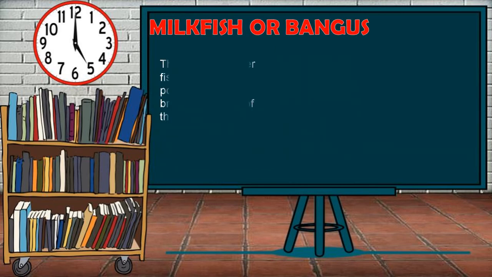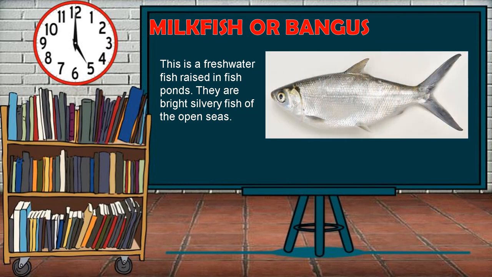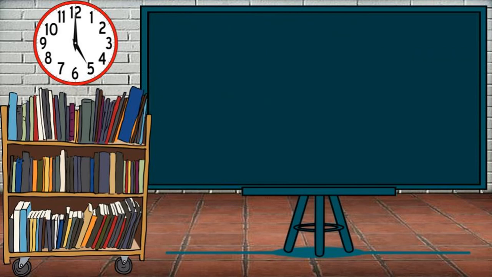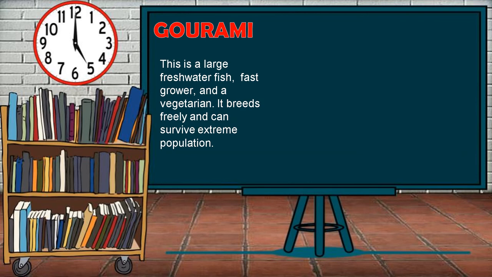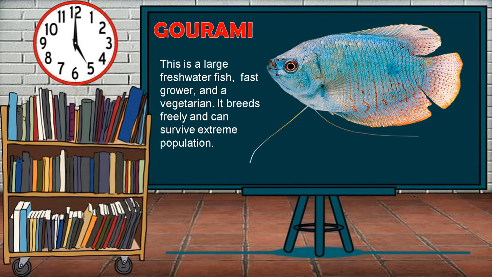Milkfish or bangus. This is a freshwater fish raised in fish pots. They are bright silvery fish of the open seas. Lastly, for the kinds of fish found in artificial inland waters, we have gourami. This is a large freshwater fish, a fast grower, and a vegetarian. It breeds freely and can survive extreme population.